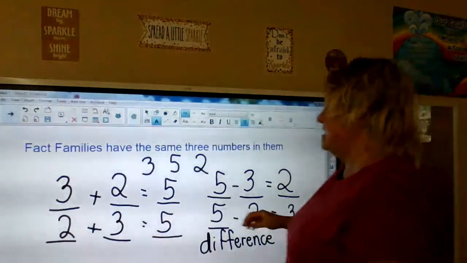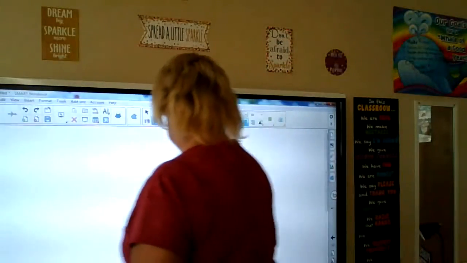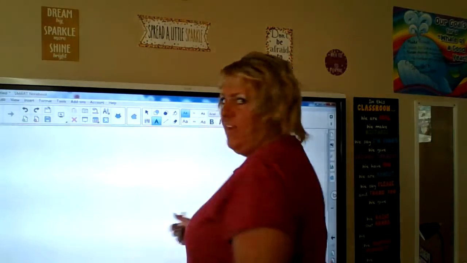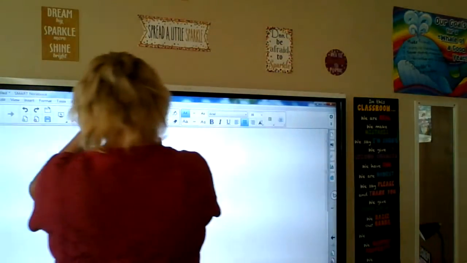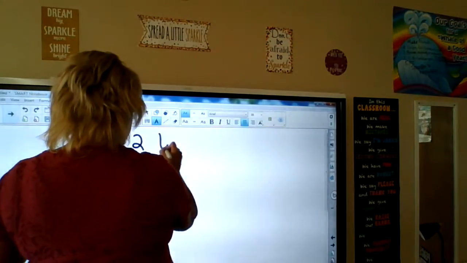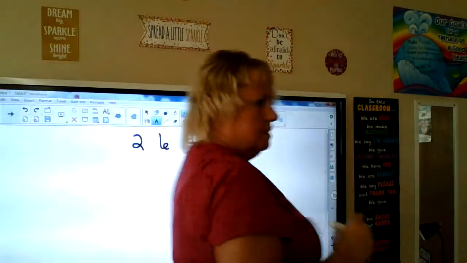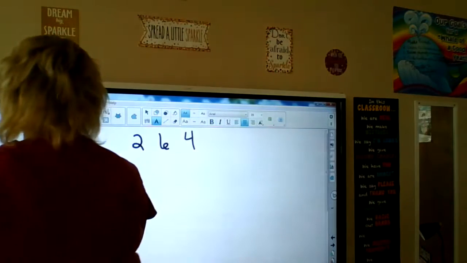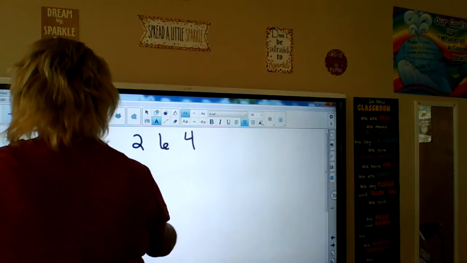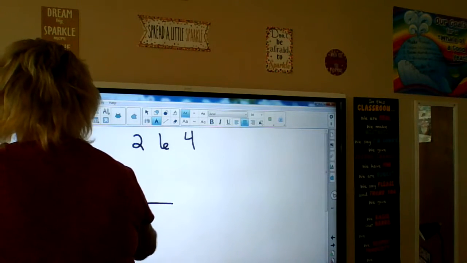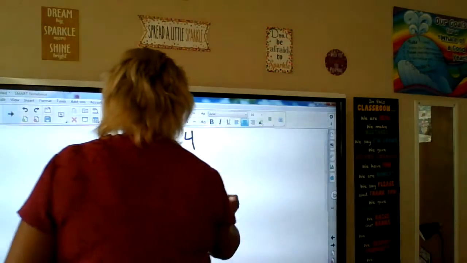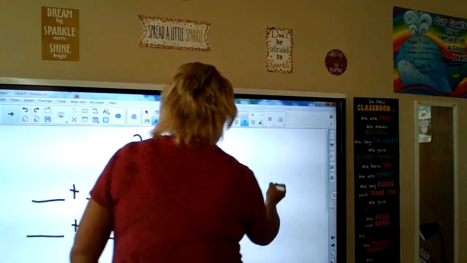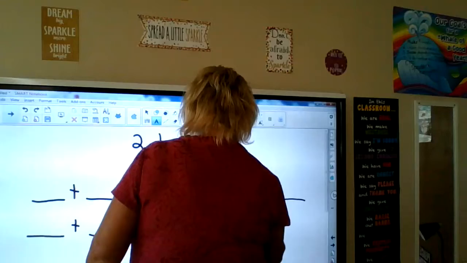Okay, let's try another one. A fact family. Let's try a 2, a 6, and a 4. Okay, so I'm going to have 2 addition problems. And I'm going to have 2 subtraction problems.